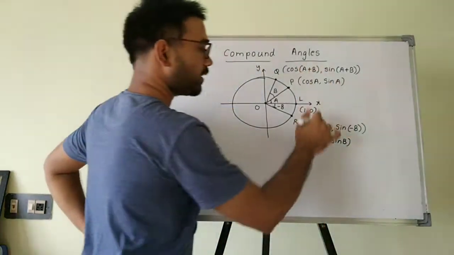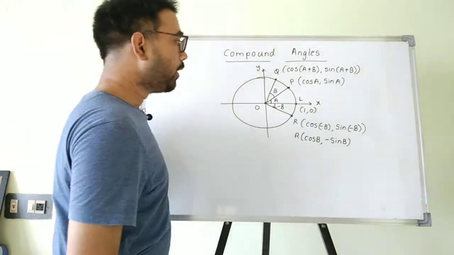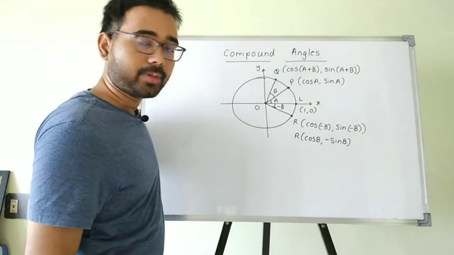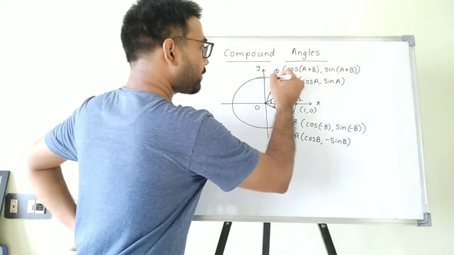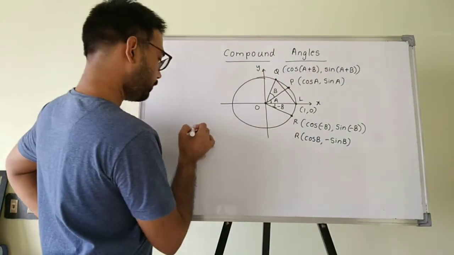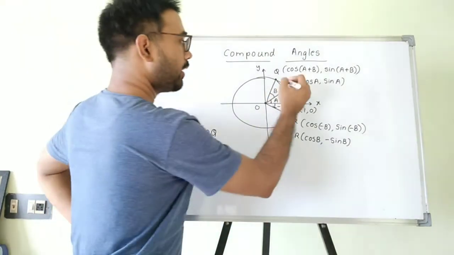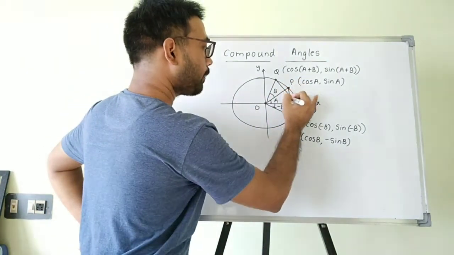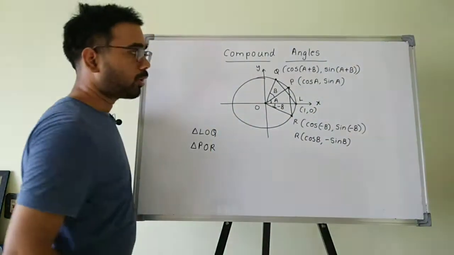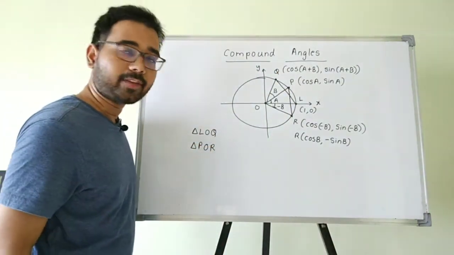So these definitions and the reduction formula which we have done previously, right? So this is the background. Now from this we want to find formula for cos of A plus B. So now you see, let me complete these two triangles. One triangle is triangle LOQ, and another triangle is triangle POR. So now you see, in triangle LOQ, triangle POR, these are the two triangles we have.